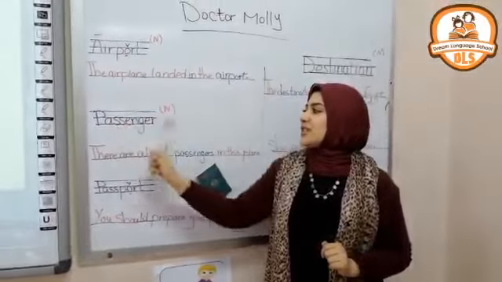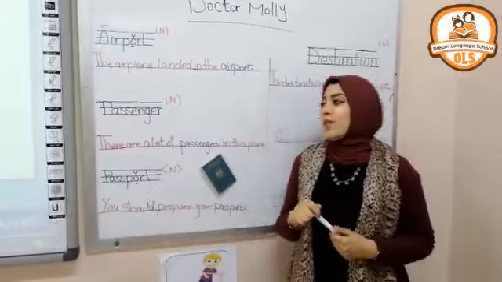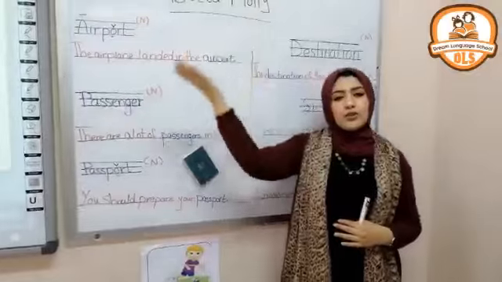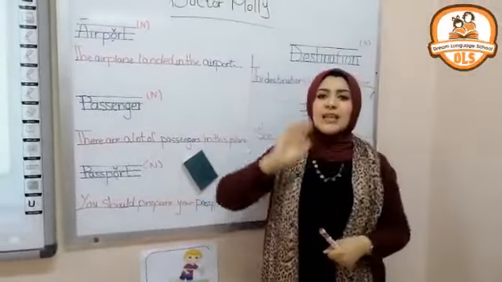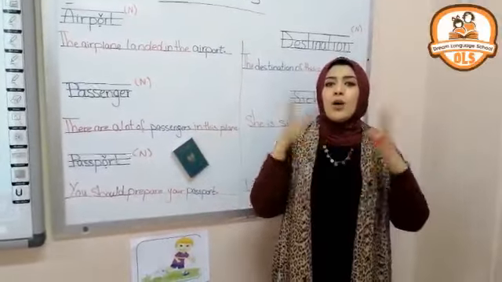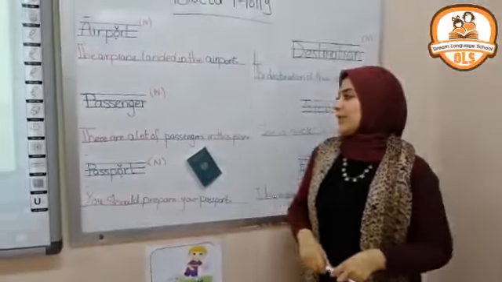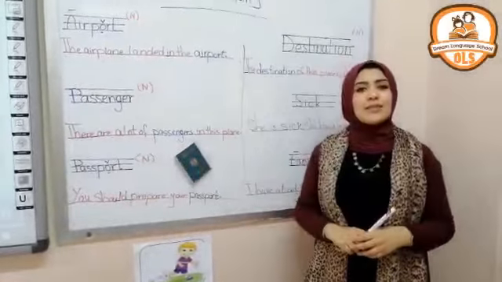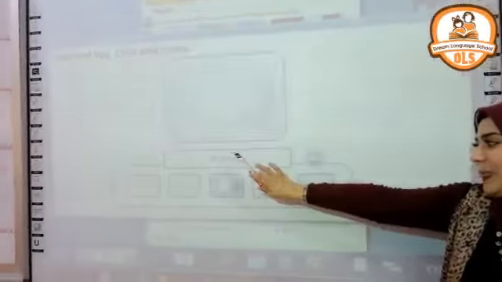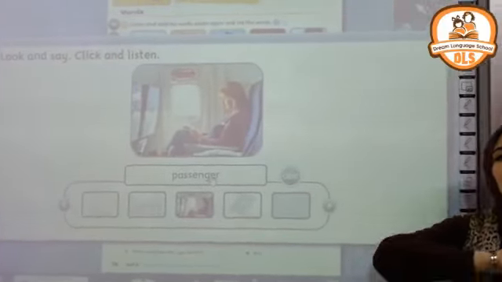Okay, let's go to the other word. Passenger. What is the passenger? The passenger is the person who will travel to another country. When I'm going to travel to another country, I pack my things and I am the passenger. I travel in a bus or plane or train, whatever the way. So the person who travels to another country is a passenger. There are a lot of passengers in this plane. Let's listen to it together.